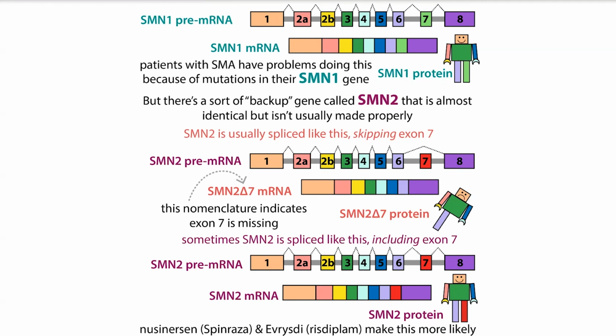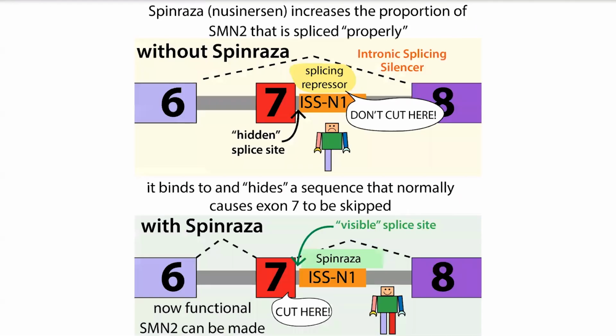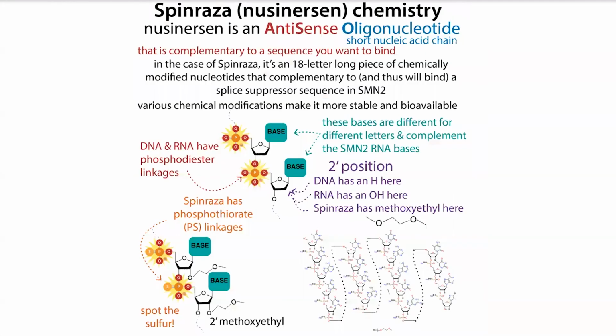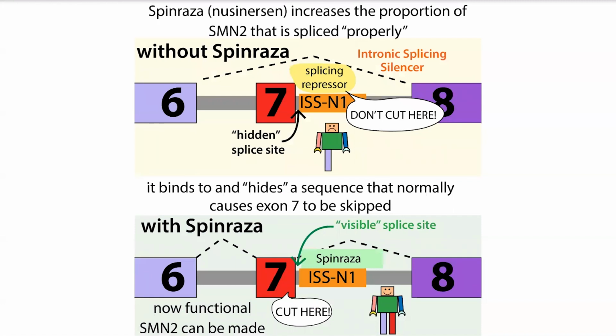So the mRNA is going to be missing a piece. And so if we can promote the correct splicing so that it includes exon 7, then we can actually get it to make SMN. So how this Spinraza, this nusinersen, works is it's an antisense oligonucleotide that binds to and hides this site next to exon 7 that normally causes exon 7 to get skipped.